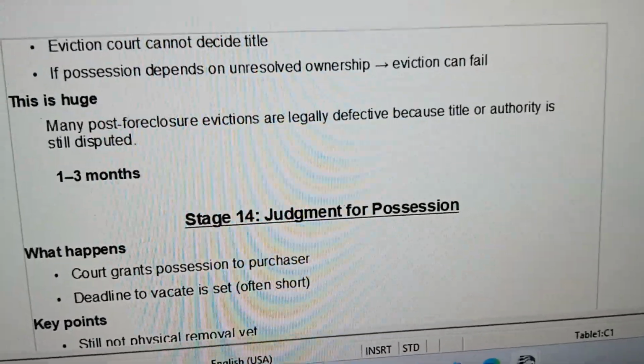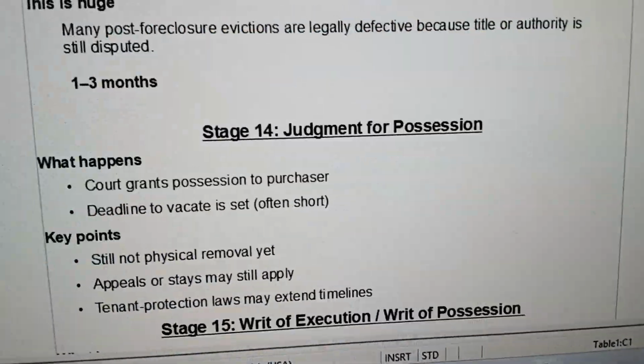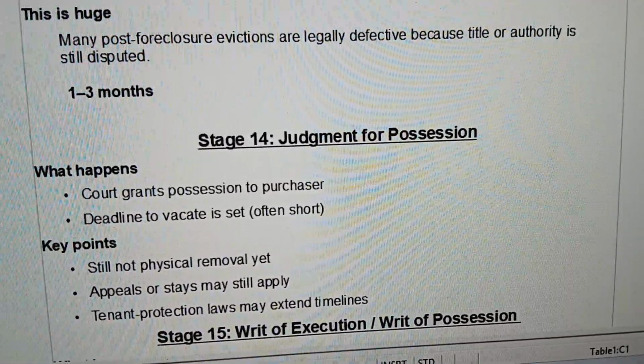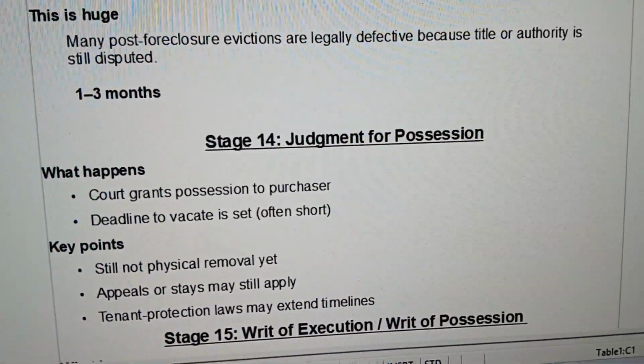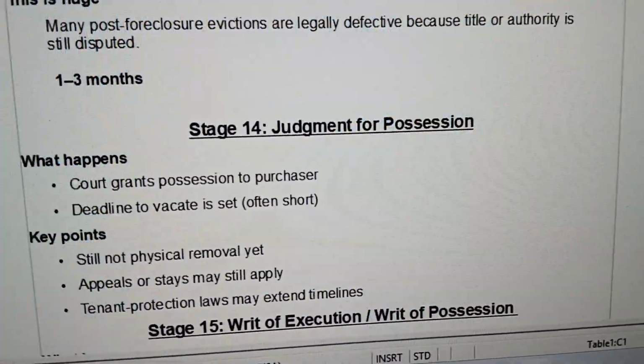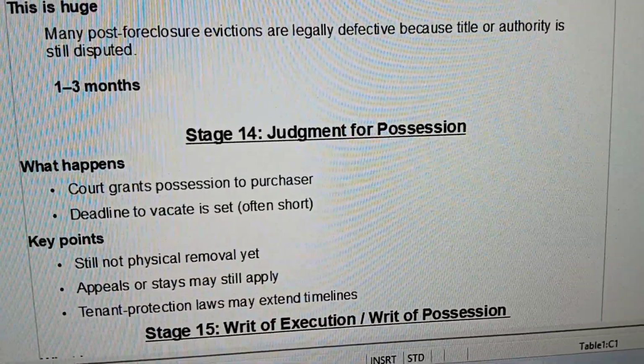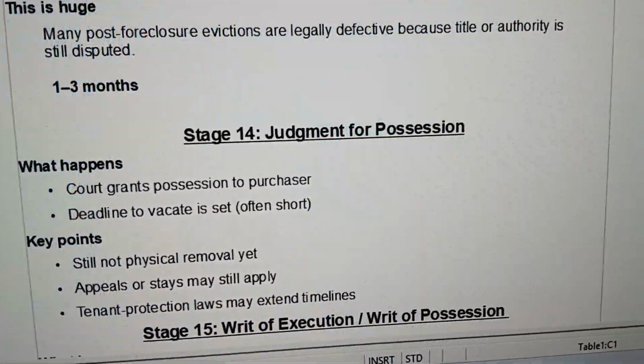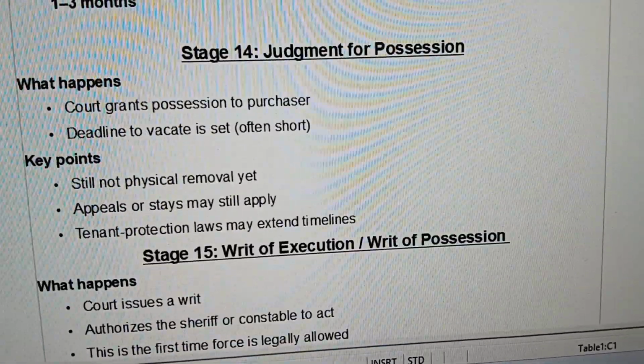Stage 14, judgment for possession. What happens? The court grants possession to the purchaser. Deadline to vacate is set, often short. Key points, still not physical removal yet. Appeals or stays may still apply, and tenant protection laws may extend timelines.